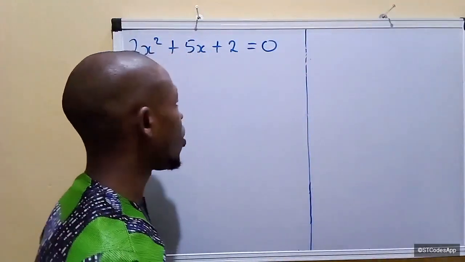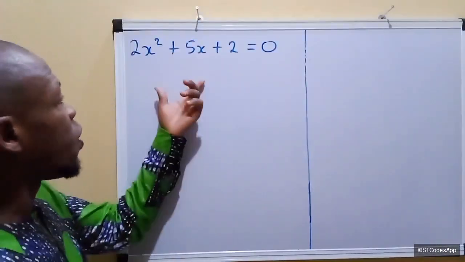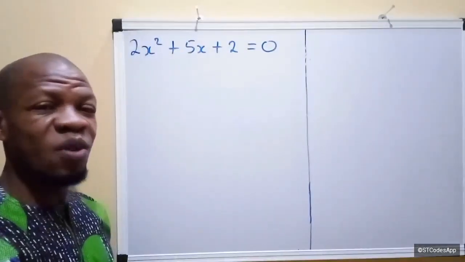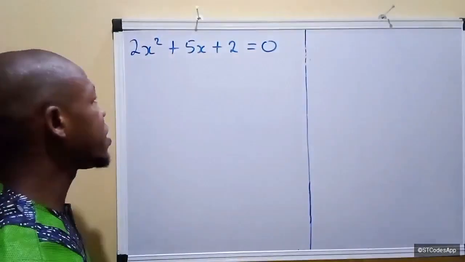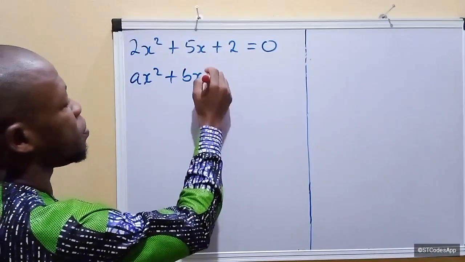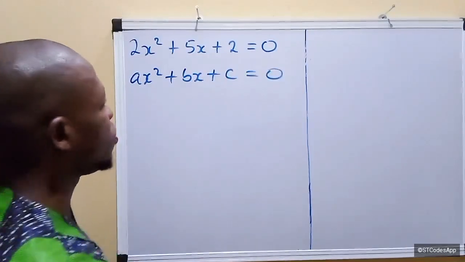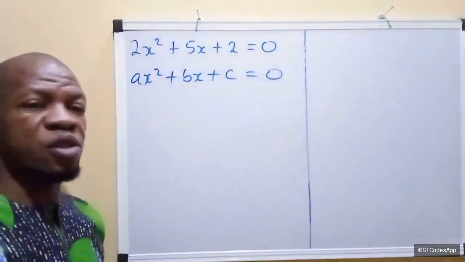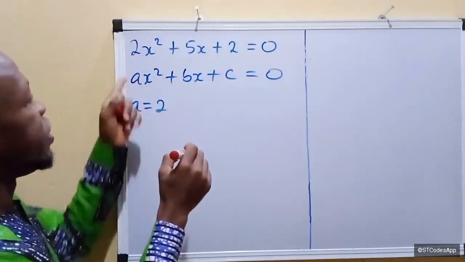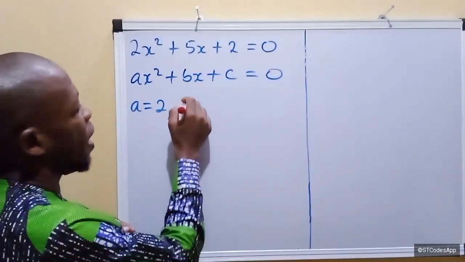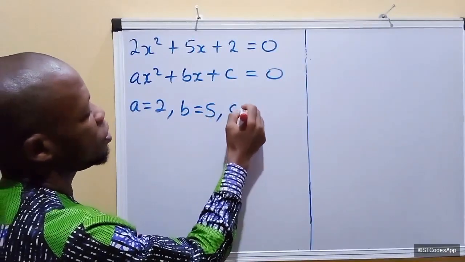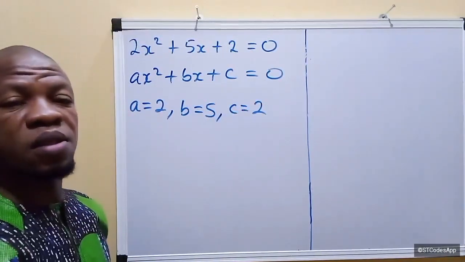Let's go straight to solving this problem. Now, for us to solve this problem using the formula method, you're expected to know the standard quadratic form, and that is ax squared plus bx plus c is equal to 0. Now let's compare these two equations. You are going to see that a is equal to 2, the coefficient of x squared, and b is equal to 5, the coefficient of x, and then c is equal to 2, the constant term.